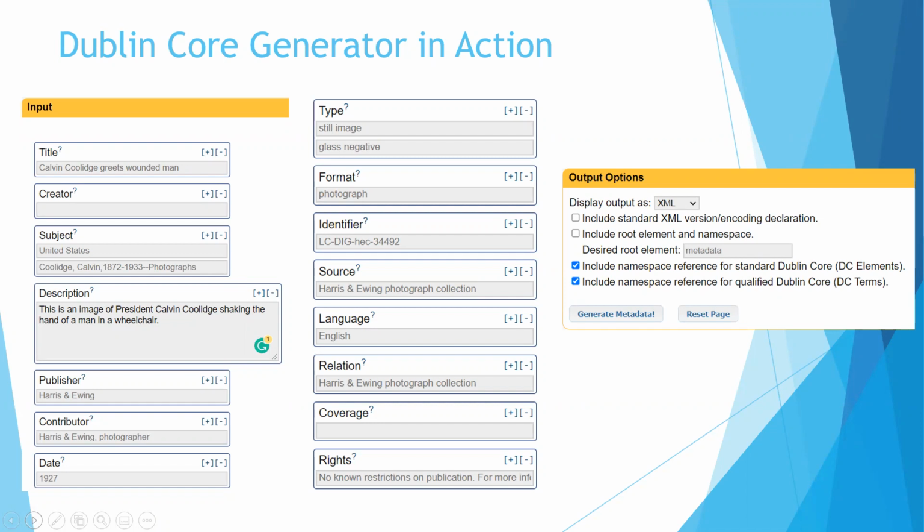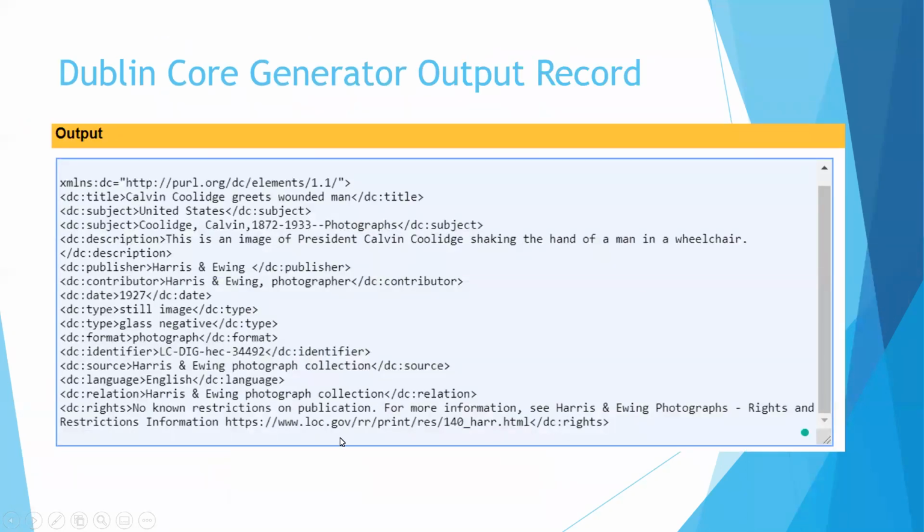Then I clicked on generate metadata. And let's look and see what the record looks like. So here's the output Dublin Core record. Again, if you don't like your results, you can always go back and edit the information, or you can select different options in the output options box.